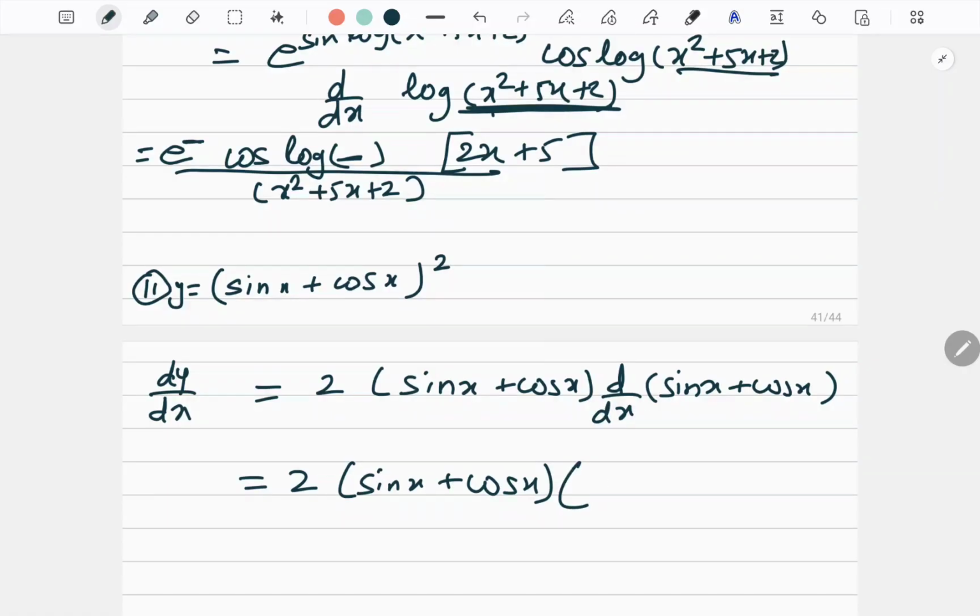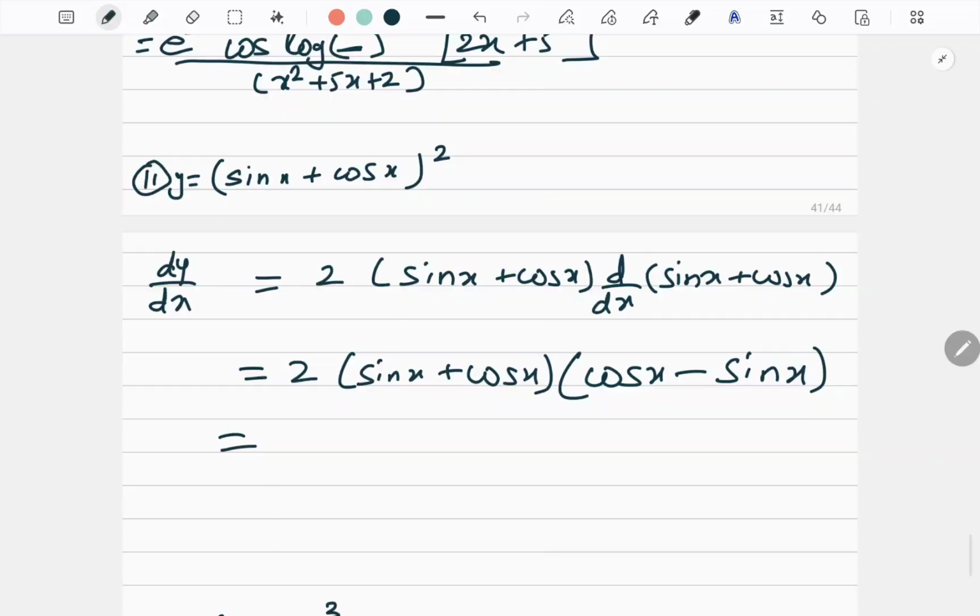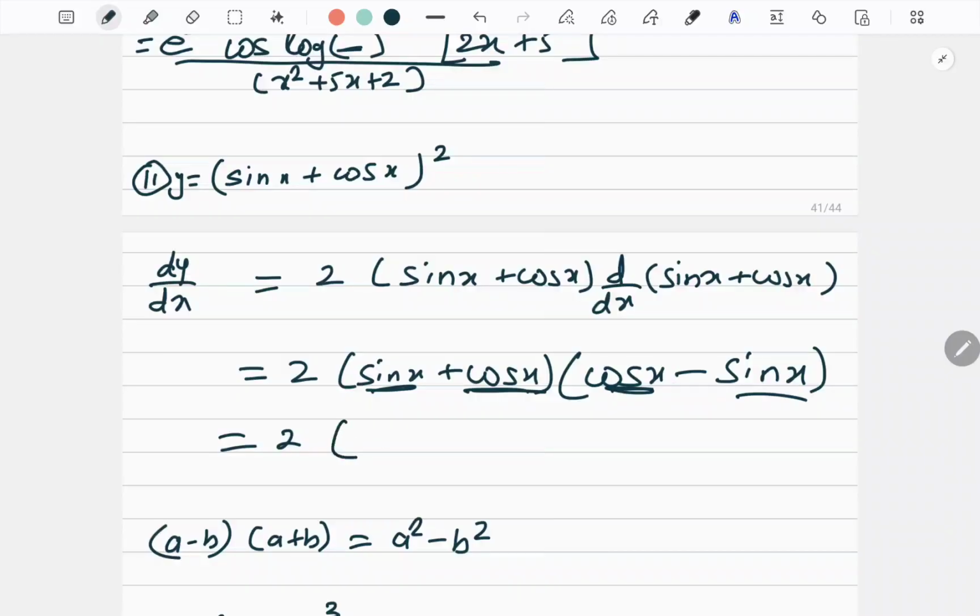And d by dx of sin x is what? Cos x. And cos x is what? Sin x. So this is what? A plus b, a minus b formula. So what is the a plus b, a minus b formula? We know that a minus b, a plus b is equal to a square minus b square. So this is 2 sin, here cos x plus sin x and cos x minus sin x. So this becomes cos square x minus sin square x.